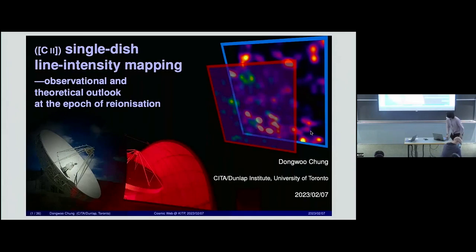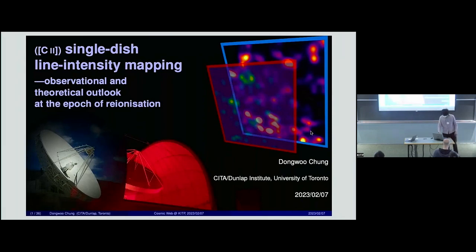So I think I should give a heads up that even though this is indeed titled Observational and Theoretical Outlook at the Epoch of Ionization, my talk is not so much going to be about the process of ionization itself. Rather, it's really going to focus on this type of experiments, these line intensity mapping experiments that will be looking towards this epoch. I'll talk a little bit about where current experiments stand, and I'll also talk a little bit about the theoretical outlook in terms of topics that are relevant to both forecasting and analysis.